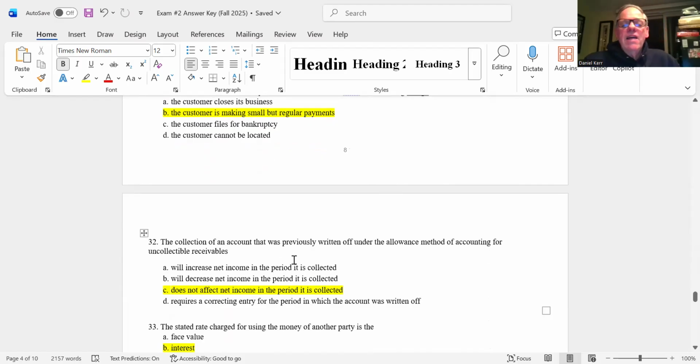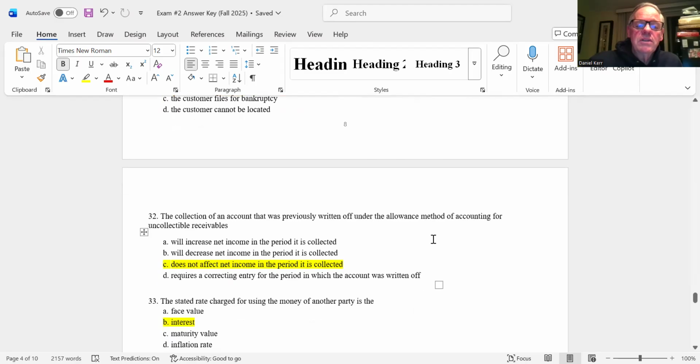The collection of an account that was previously written off under the allowance method of accounting for uncollectible accounts expense. Now remember, under the allowance method, you debit bad debts expense and credit the allowance when you set up the provision for the allowance. When an individual account goes bad, you just debit allowance for doubtful accounts and credit accounts receivable. So the actual write-off under the allowance method has no effect on net income for the period. So the answer there is C.